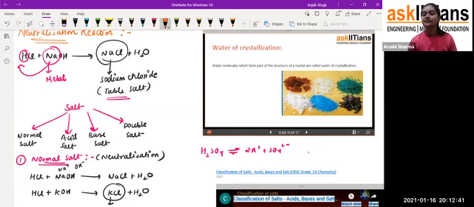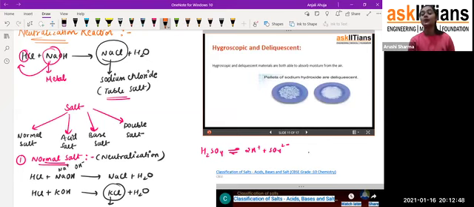Now coming to another part of this session. Okay, hygroscopic and deliquescent, what are they? See student, hygroscopic means a type of substance which has the ability to absorb moisture from the air, or you can say the ability to absorb water. And deliquescent is also the same thing, but there is some difference. We'll see what the difference is.